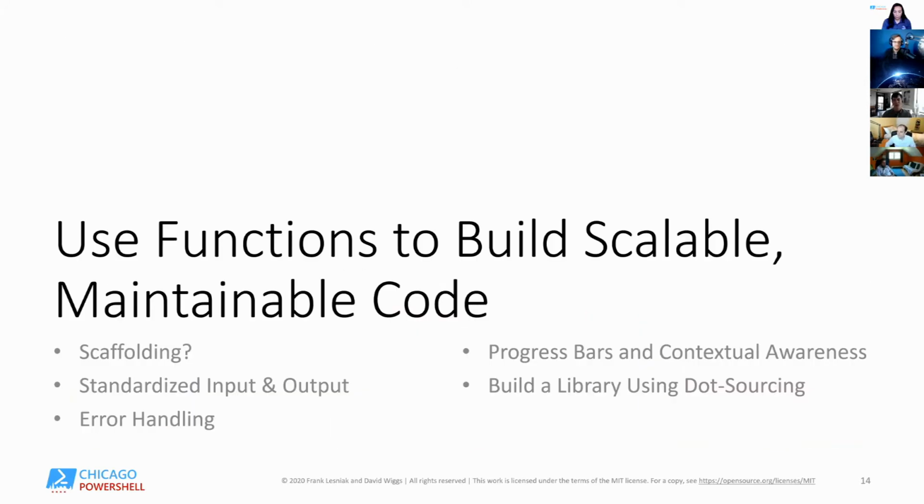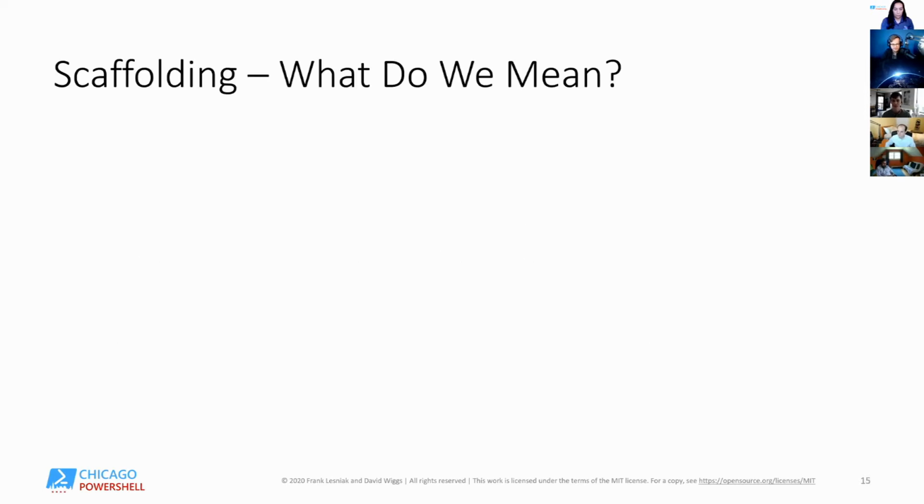And so now that we've gone through our gut checks, what a function is, and how we can approach developing functions, now we're going to get into actually building scalable and maintainable code. Frank and I are going to share some nuggets that we've gathered throughout the years about scaffolding, what it really means, standardizing inputs and error handling, doing progress bars and contextual awareness, all to culminate in building a functional library and dot sourcing. And with that, I'm going to let Frank start explaining what we really mean by scaffolding.